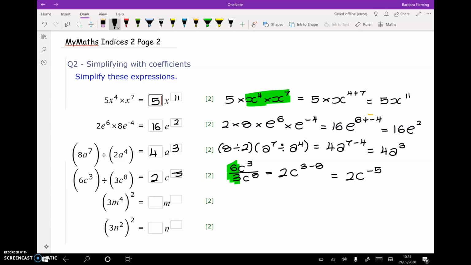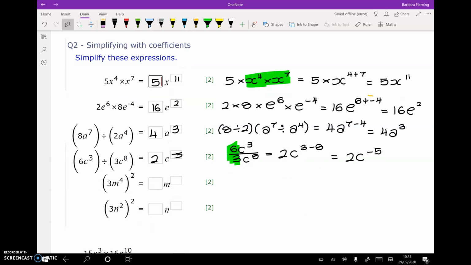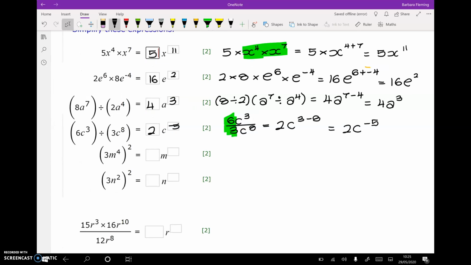Okay, your next one. We're into our next rule, which is our brackets. So remembering your brackets mean you multiply your powers. Always remember to square, in this case, because it's to the power of 2 outside the bracket, square the number as well as your expression. So 3 squared, m to the power of 4 times 2, multiplying your powers. 3 squared is 9. 4 times 2 is 8. So 9 m to the power of 8.